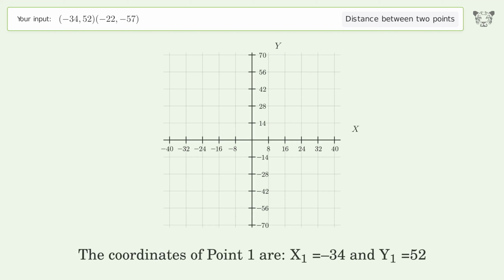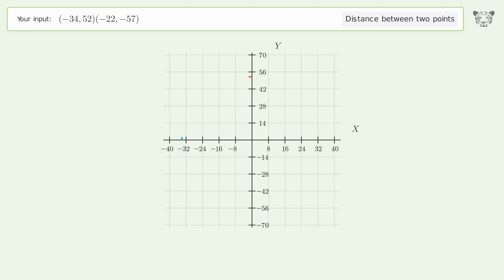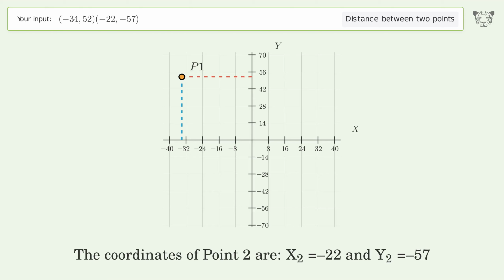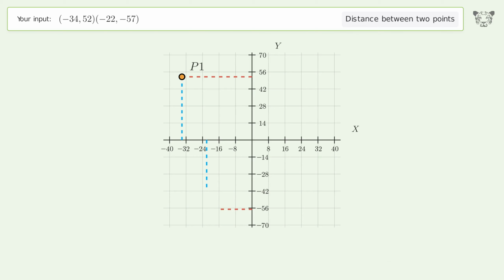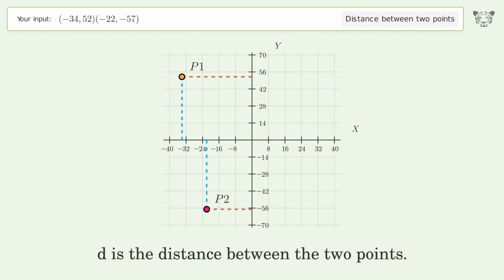The coordinates of point 1 are x1 equals -34 and y1 equals 52. The coordinates of point 2 are x2 equals -22 and y2 equals -57. D is the distance between the 2 points.